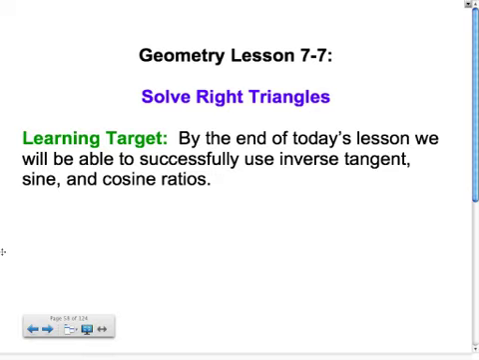In today's lesson, section 7.7, we're going to look at extending this idea of sine, cosine, and tangent and using them to solve right triangles. In other words, we're going to use sine, cosine, and tangent now to not only solve for side lengths in a right triangle, but also to solve for angle measures. By the end of the lesson today, you'll be able to successfully use inverse tangent, inverse sine, and inverse cosine to solve right triangles.